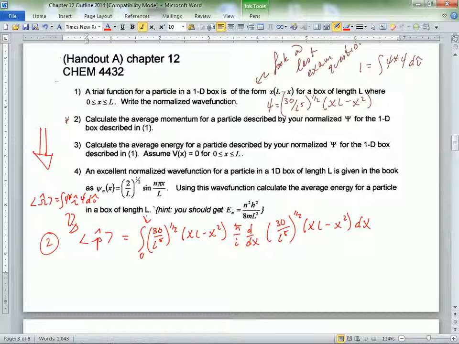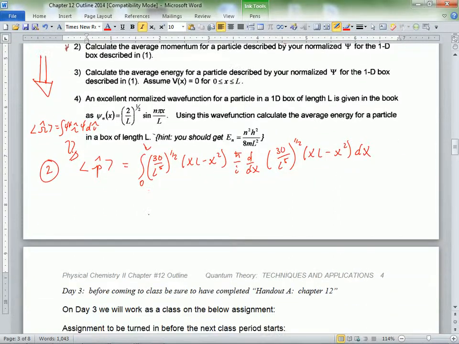You're going to have to multiply that by this guy, right? And then do your whole antiderivative bit, and you'll have an answer. And yeah, your answer is going to have an i in it and an h bar. That's how it is. Okay. So that's 2 set up. Let's see if we can set up 3.